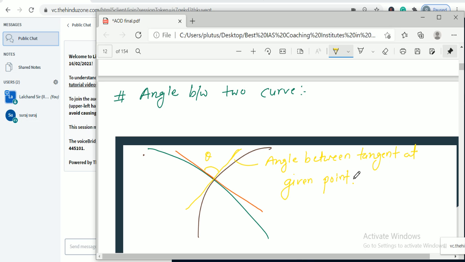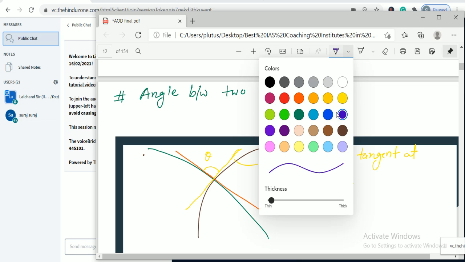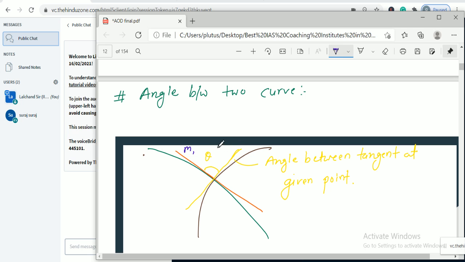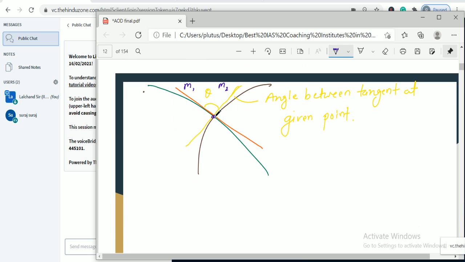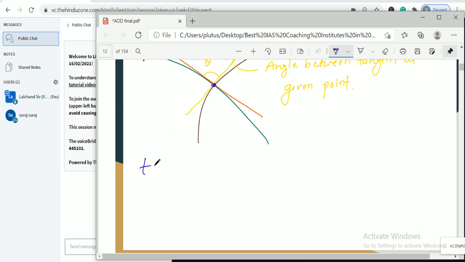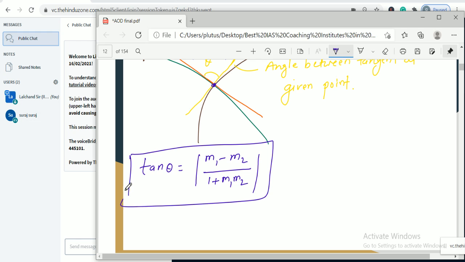Okay. So if we say the slope of this tangent is m1 and the slope of this tangent is m2, that is dy/dx at this particular point, then what is the value of tan theta? Tan theta will be simply |m1 - m2| divided by 1 + m1 m2, isn't it? This is the angle between two curves. Then we have two possible values: one is an acute angle and the other is an obtuse angle. That's why we take the mod here.